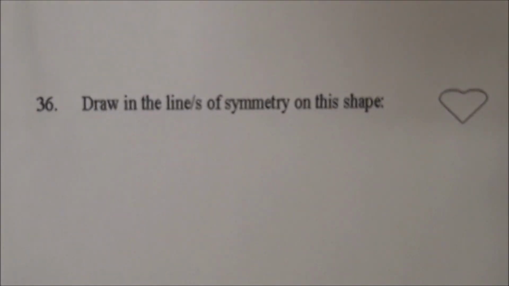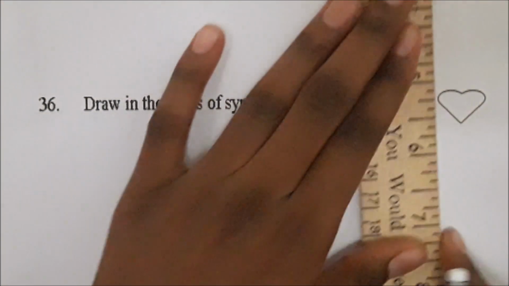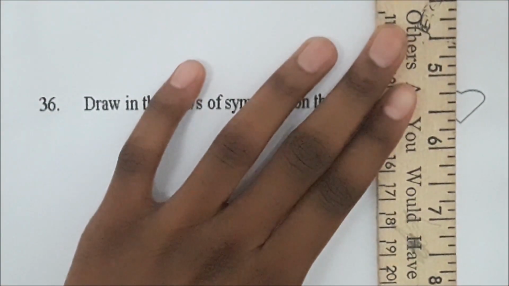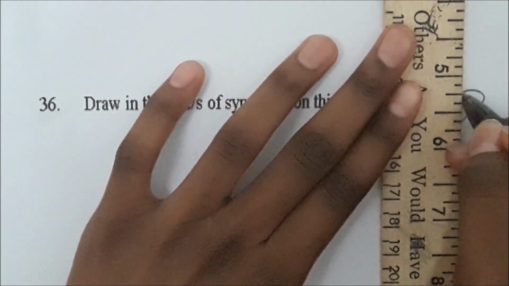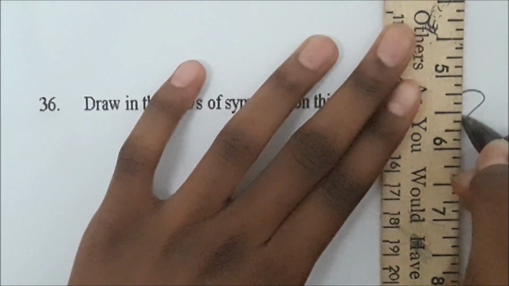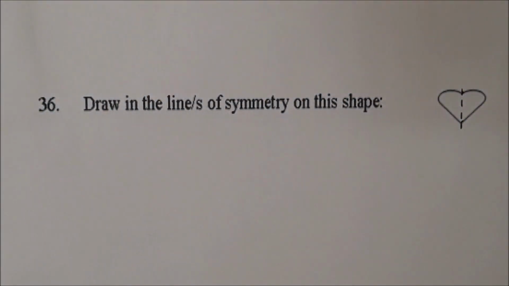Number 36, drawing the line or lines of symmetry on the shape. Rafaela, what does a line of symmetry do? Cuts a shape in half. Okay, would this one have one or more than one? 1. Draw it in. You can use your ruler. Draw a dotted line. Excellent job, Rafaela. That divides it in half.